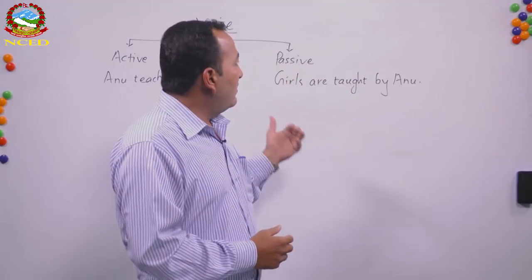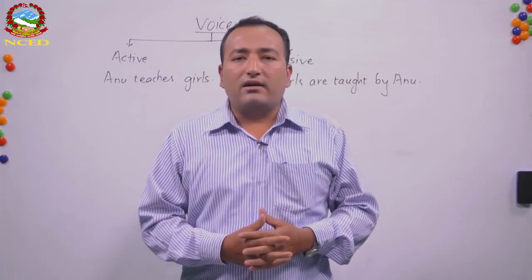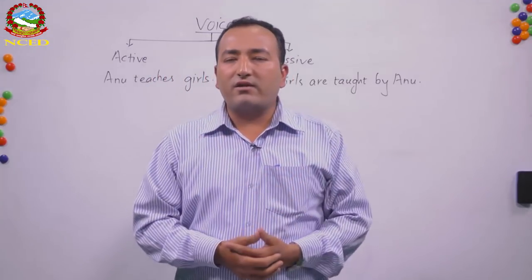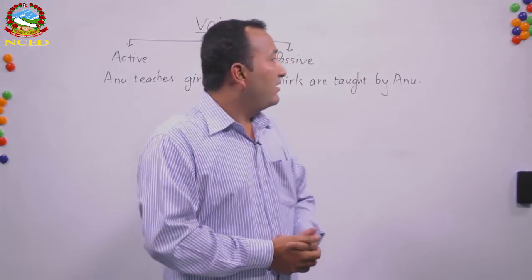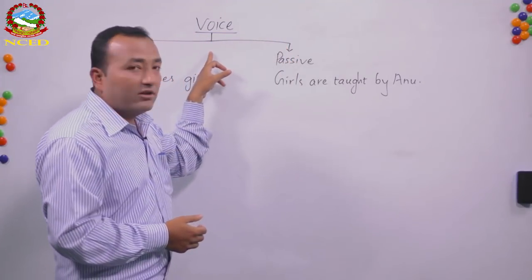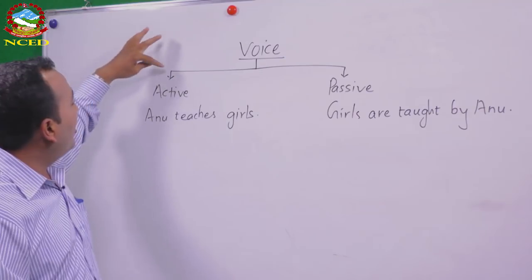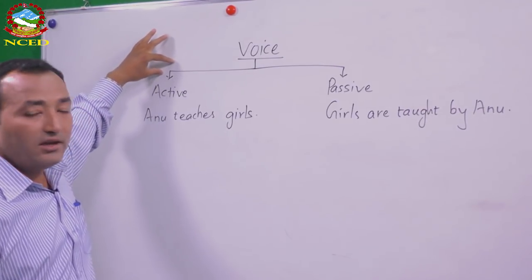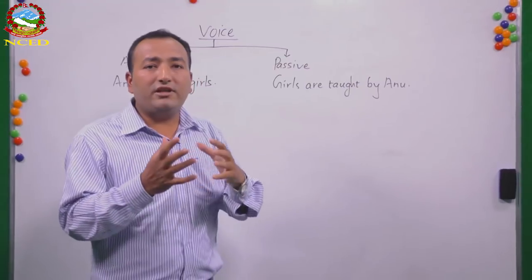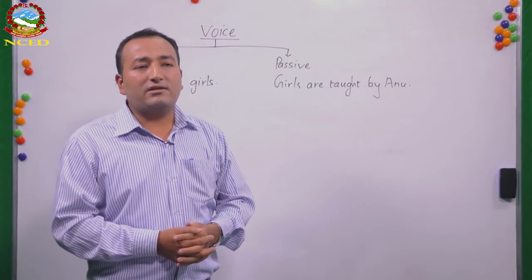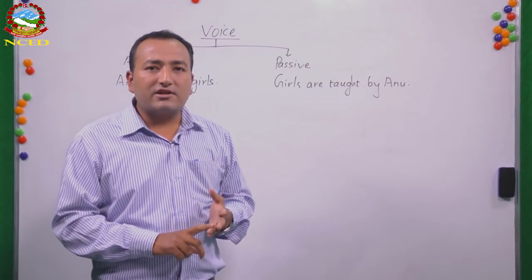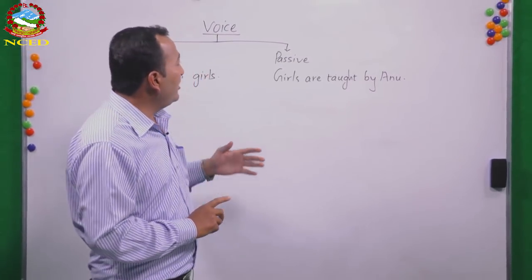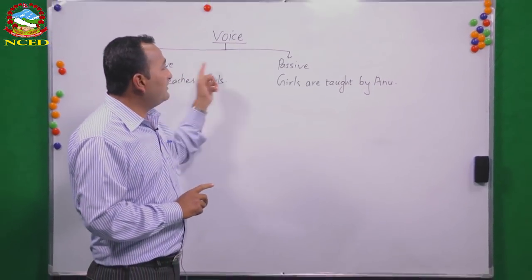Now, as this is an important topic, let's talk about voice. You might be wondering what voice is. So, I have written on the board, look at this. Voice is of two types in English. In Nepali grammar also, in Nepali Vyakaran, we study it as Kartrivachya, Karmavachya and Bhavvachya. In English, we have active and passive voice.